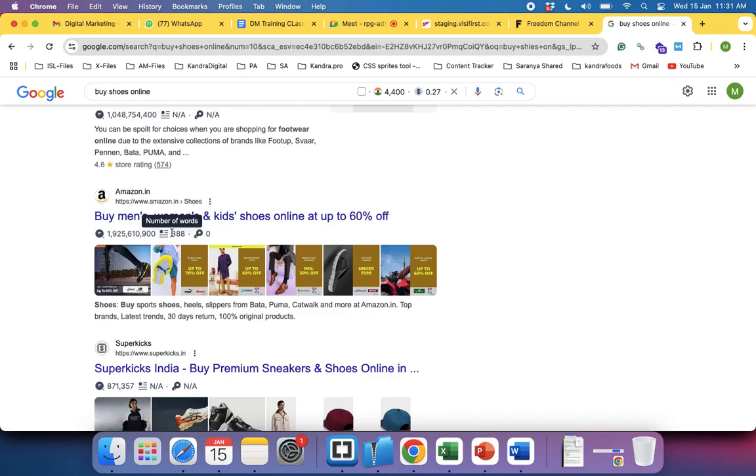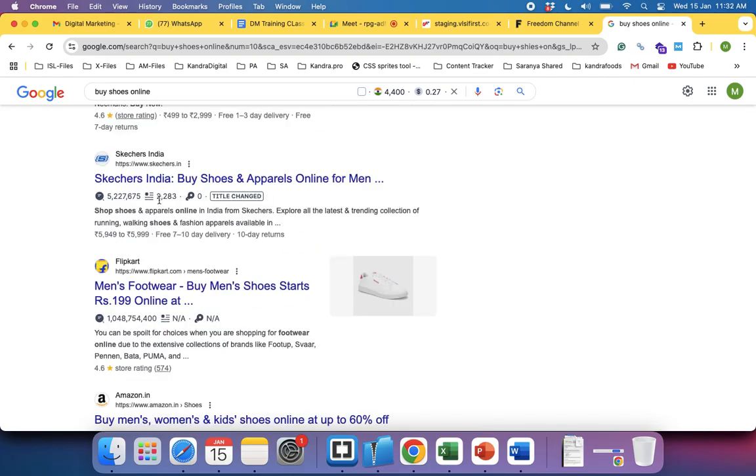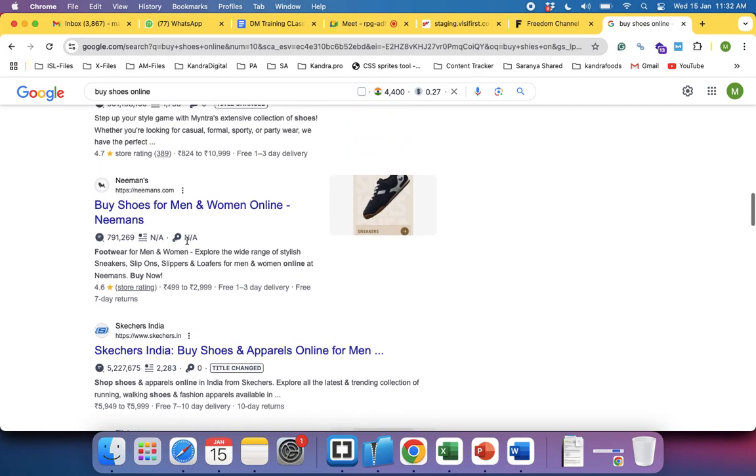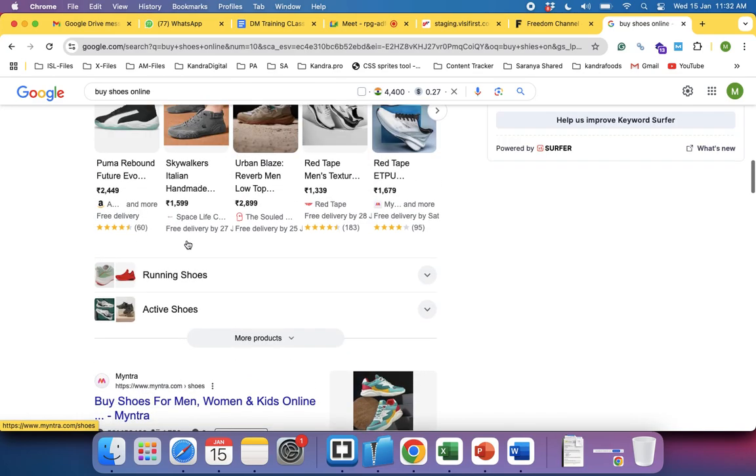It's in Keyword Surfer. Number of words in the page. We are going to learn a lot about these tools and how they work. Keyword Surfer is the extension name, and the number you see here is the total number of people visiting the website, and 388 is the number of words on the page, right? 2283 is the number of words on the page.